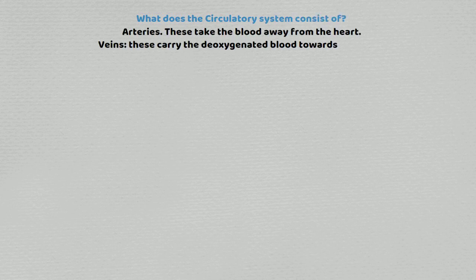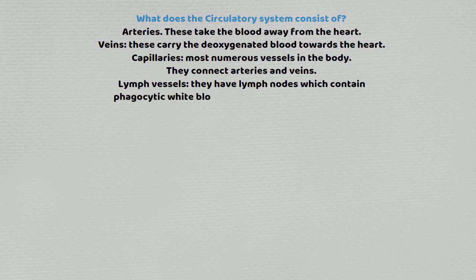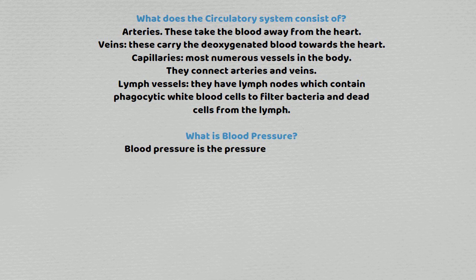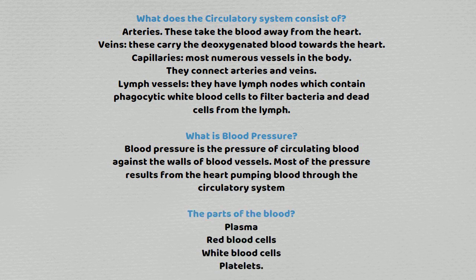What does the circulatory system consist of? We've got arteries. These take the blood away from the heart. We've got veins, which carry the deoxygenated blood towards the heart. We've got capillaries, the most numerous vessels in the body, and they connect the arteries and veins. And then we have the lymph vessels. They have lymph nodes, which contain phagocytic white blood cells to filter bacteria and dead cells from the lymph. What is blood pressure? Blood pressure is the pressure of circulating blood against the walls of the blood vessels. Most of the pressure results from the heart pumping blood through the circulatory system.